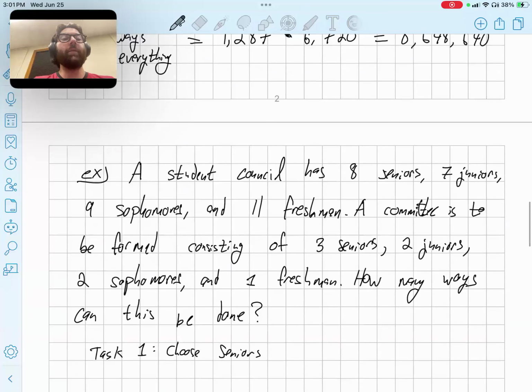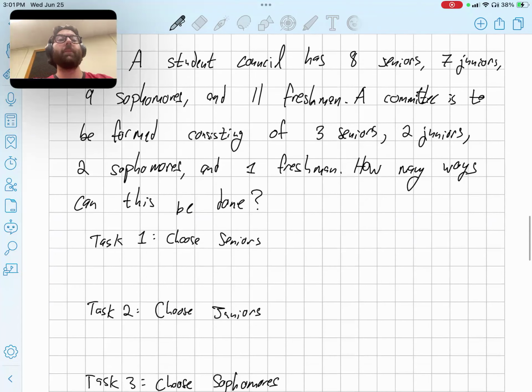Okay, and in each of these, we're going to be using a combination because here we're just choosing them for a committee. There's no indication of this person being chosen first, this person being the leader, or this person being the next higher up. We're just saying we have 8 seniors, we want to pick 3 of them. And so there's no ordering. And so for all of these, we're going to be using combinations.